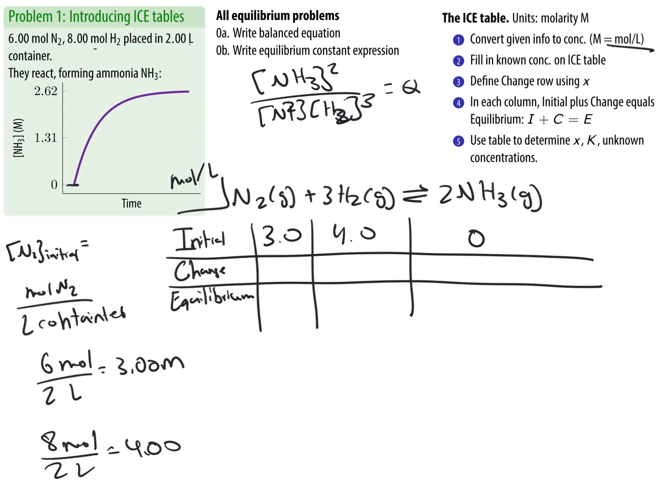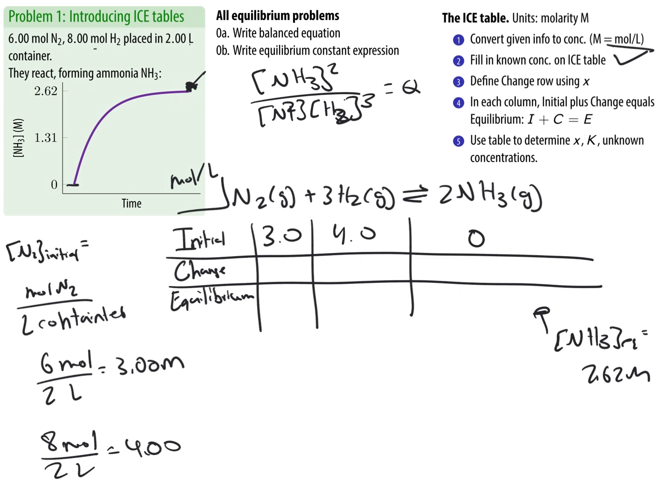Now we can fill in the known concentrations, so we know the initial row. We also have some important information here. We could fill that in now or a little bit later, depending on how you're doing it. Note that we do know this number down here. We know the equilibrium NH3 is equal to 2.62 molar. That is the given information that is in this graph.